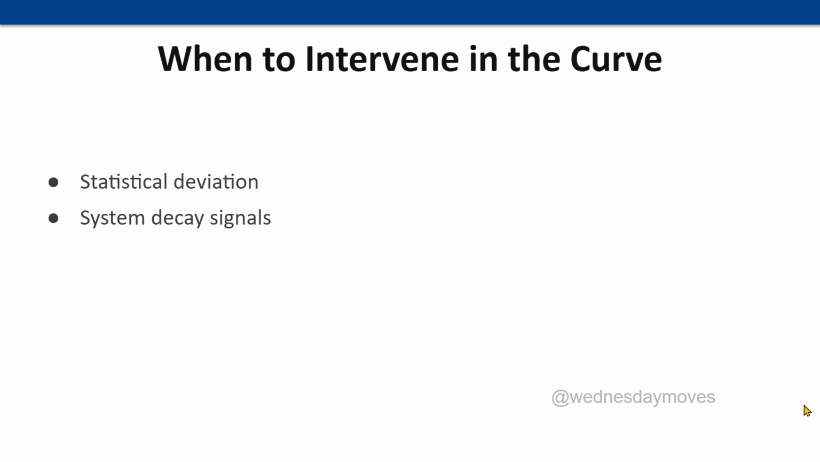When to intervene in the curve. Significant deviation from historical performance metrics may signal structural decay, or misalignment. Intervention should be data driven and not emotional. Performance engineering requires objective evaluation.